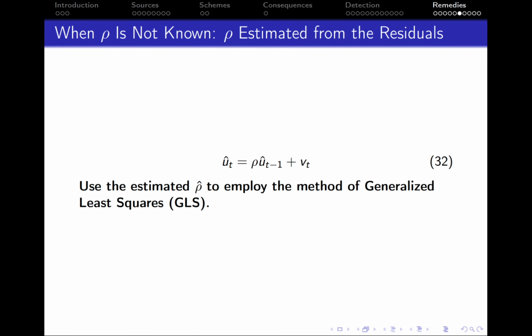We can also get the rho coefficient from the residuals, right? So we take the estimated residuals and we regress the residual in the current period on its own value from the previous period, and again get the estimated rho coefficient. After we have it, we can employ the method of generalized least squares. The only problem is that this is just an estimated autoregressive coefficient. This is not the true autoregressive coefficient. Therefore, our results might not be that perfect.